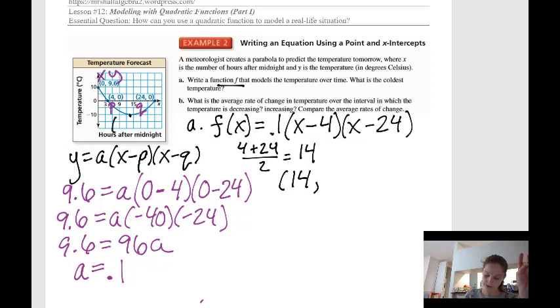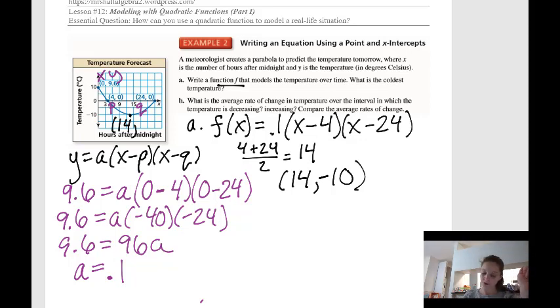of the vertex. And it wants to know the coldest temperature, and temperature is my y value, so I plug 14 in to the function, and I get a y value of negative 10. So I've answered part A.